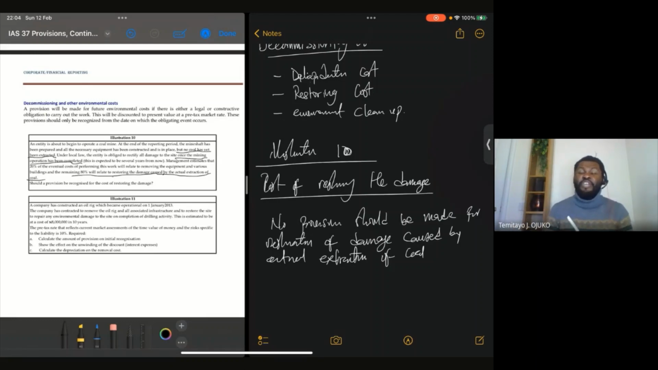Now, if the question was just should a provision be made? Yes, there will be a provision. What is the only provision that should be made at this point? Because they have actually done the construction, they've set up all the man shaft and everything. Then there should be a provision for what? For removing those equipment, which is the 20% that was stated there. But the question did not ask us about that. The question only asks for the restoration of the damage, which there hasn't been any damage because there's no extraction of mine yet.